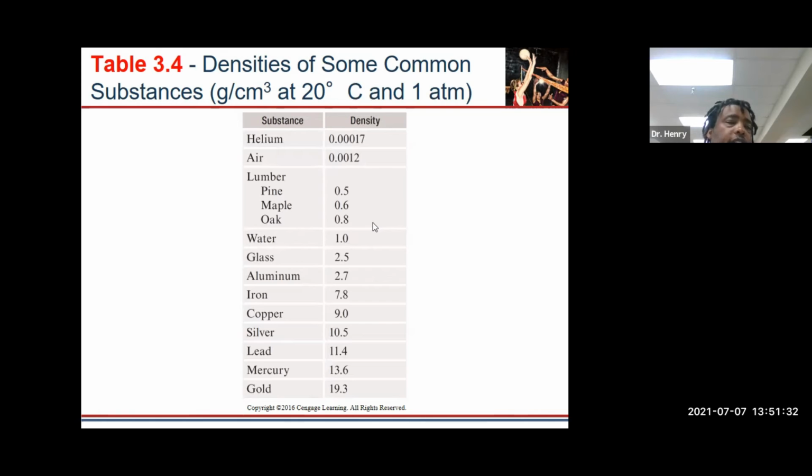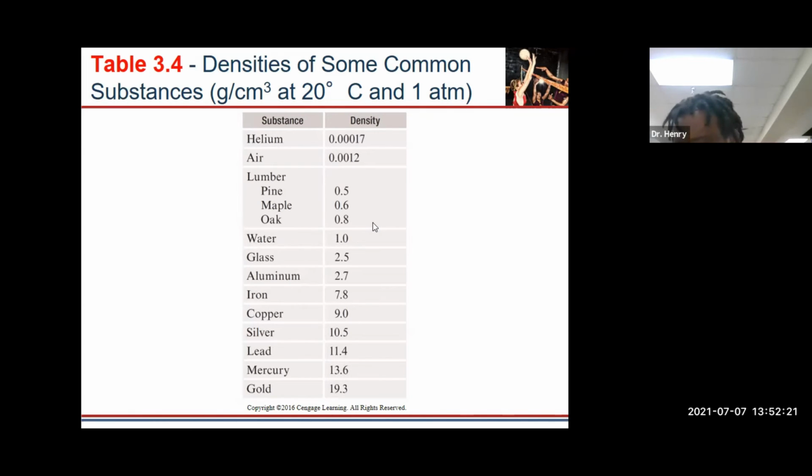Okay, so these are some densities of some of the common substances that you may run into. For instance, the density of water is 1.0. Have you guys ever been out on a boat or floated on a piece of wood, or played in the river with a piece of wood, or walked along the river? Okay, good. So if you put a piece of wood in water, what happens?